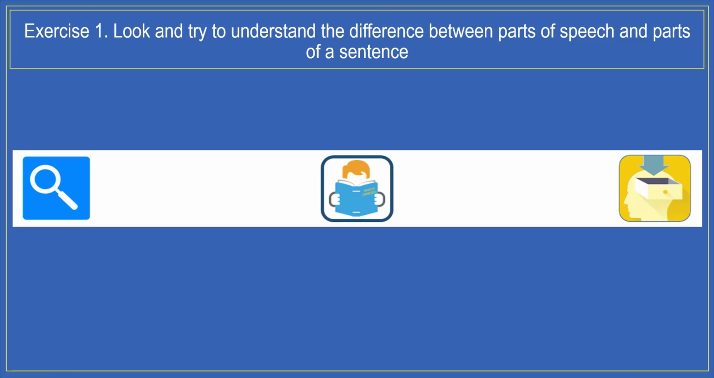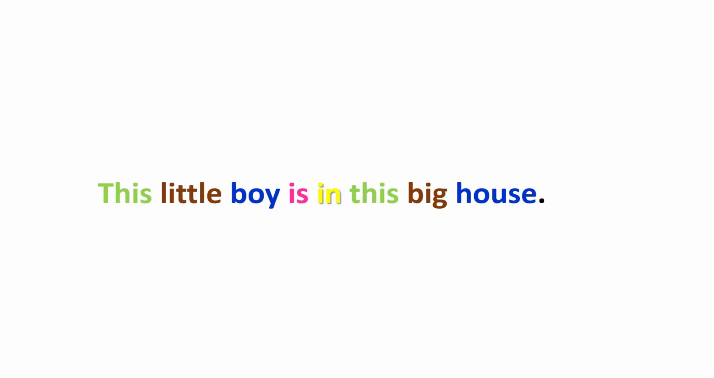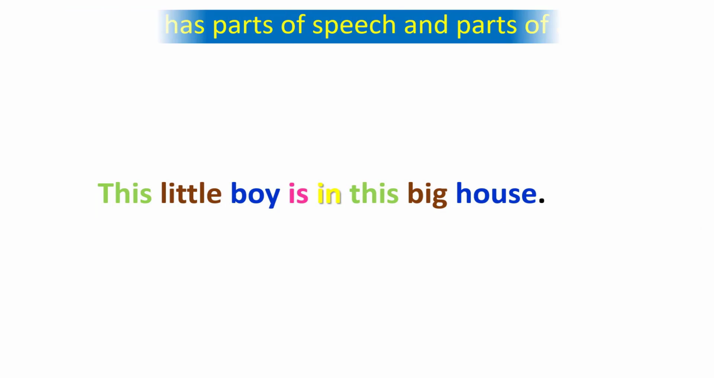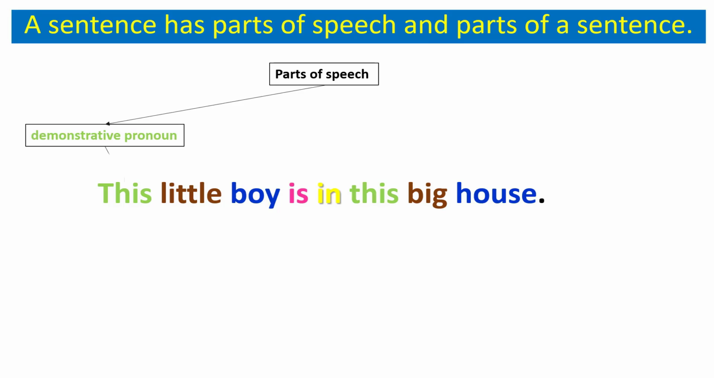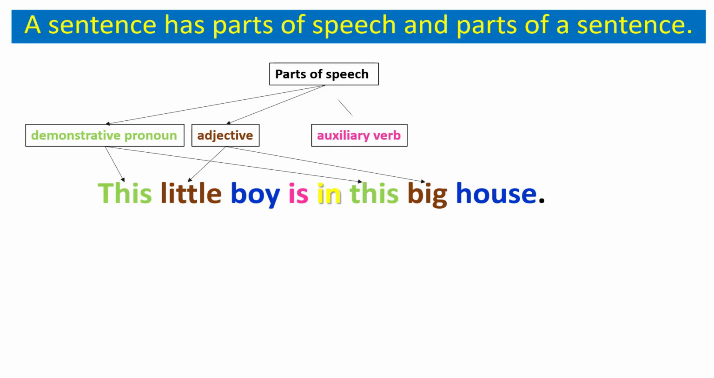Exercise 1. Look and try to understand the difference between parts of speech and parts of a sentence. A sentence has parts of speech and parts of a sentence. Parts of speech. Demonstrative pronouns. Adjective. Auxiliary verb. Noun.